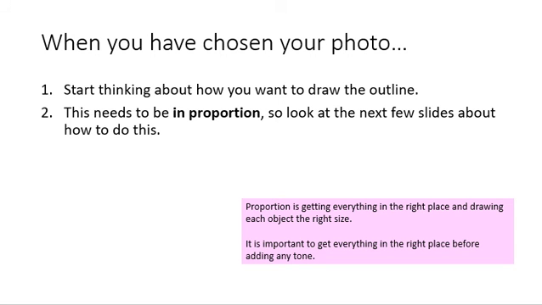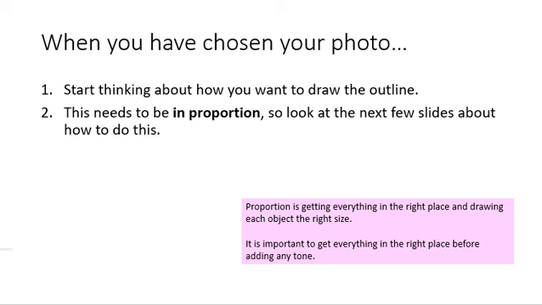When you have chosen your photograph, you can actually start thinking about drawing this out, okay? Now, what I have discussed on the next few slides is that actually, when you draw it out, you need to make sure that it is in proportion, okay? And when we think about in proportion, that means getting everything in the right place and making sure that all the sizes are correct, okay? So do that before you add any tone on. And for today's lesson, we actually don't want you to add tone on. We just want you to focus on getting everything in the right place.